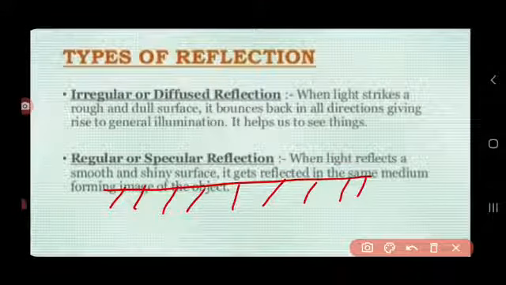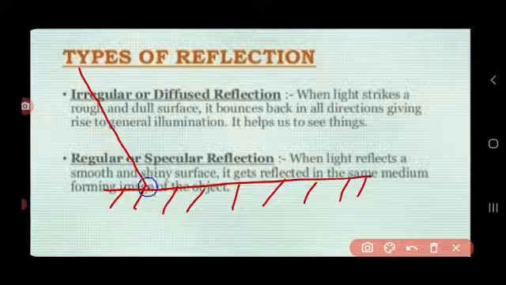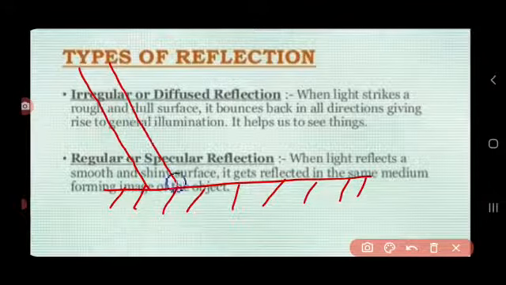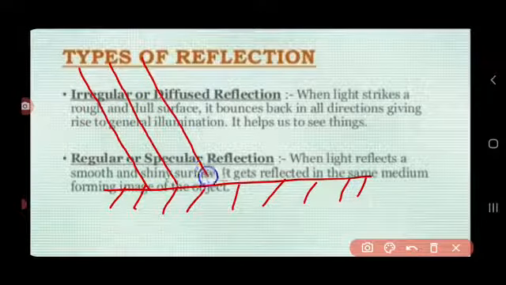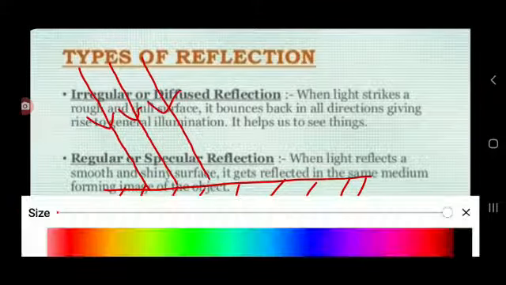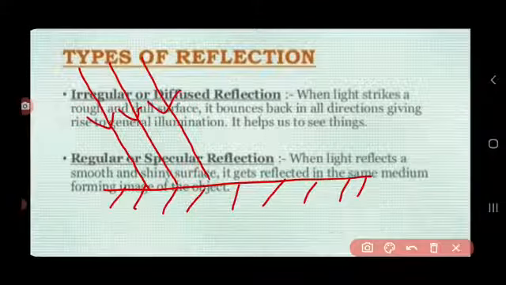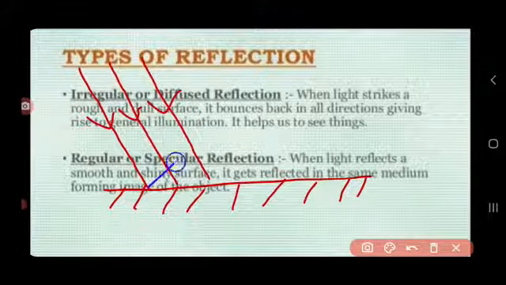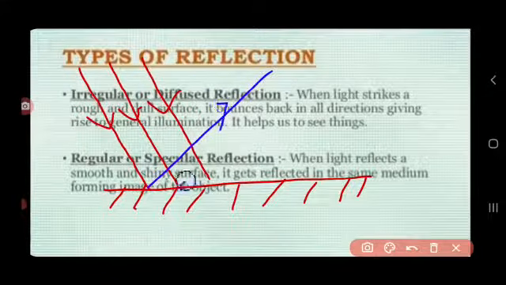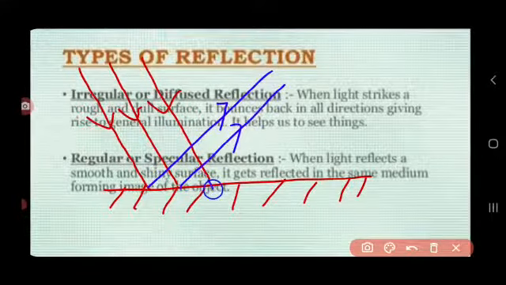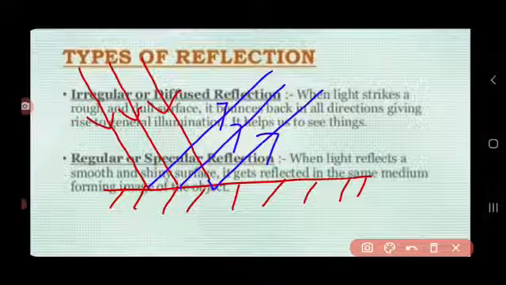This is the second point. And third point, they follow the laws of reflection. That means in every case, angle of incidence should be equal to angle of reflection. And fourth point, after reflection, reflected rays move at a particular direction. And this type of reflection is called regular reflection.